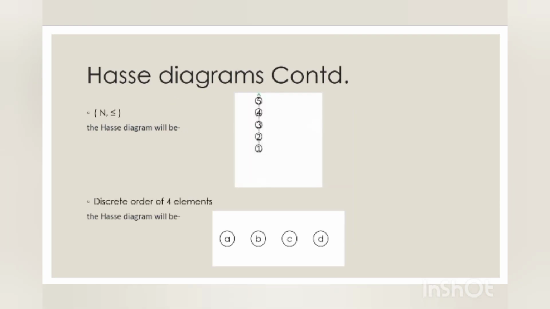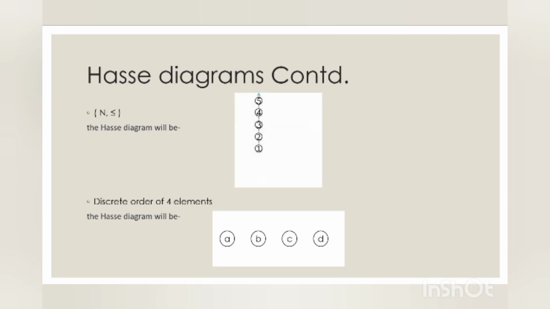Next is natural numbers with the usual less than or equal to relation. You can check that it is a poset. So the Hasse diagram will be a chain, which means it is only a vertical line. We connect all the elements. 1 is related to 2 because 1 is less than or equal to 2, 2 is less than or equal to 3, and hence it forms a chain, and it is an infinite chain. So it has no greatest element, it has just a least element 1.